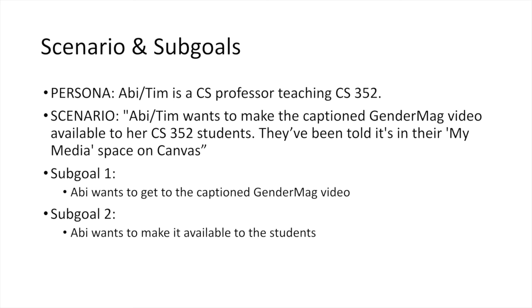All right, now, usually we go through the sub-goal evaluation as we go along, but to speed things along, I'm going to just do that part for you. So we're going to start by evaluating sub-goal 1. So in the scenario, Abby still, as I've said, wants to make the captioned video available. And the first thing she wants to do to get there is get to that video and find it. That's the sub-goal we'll start with.